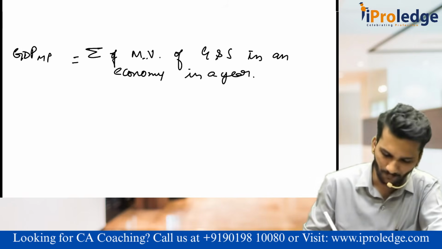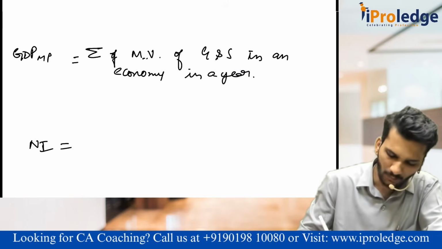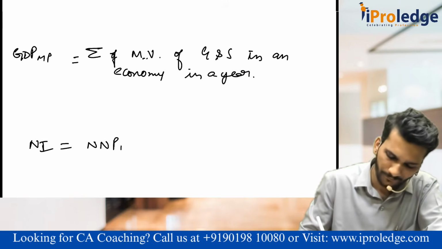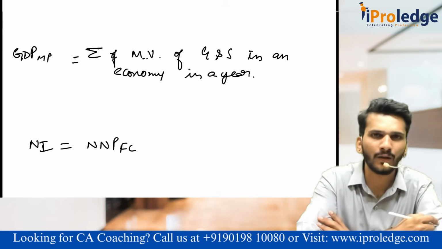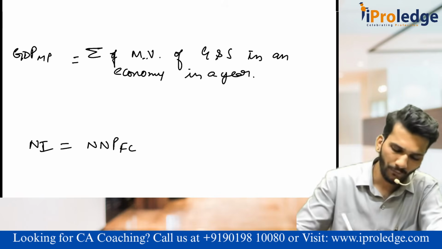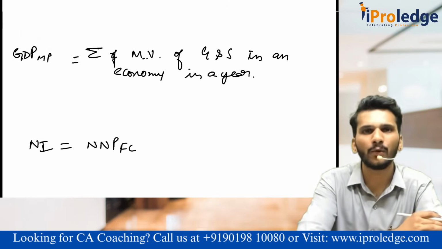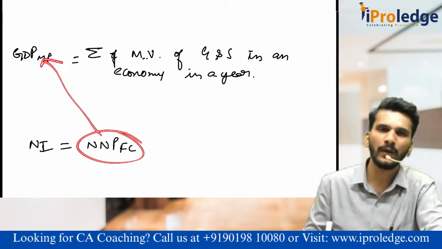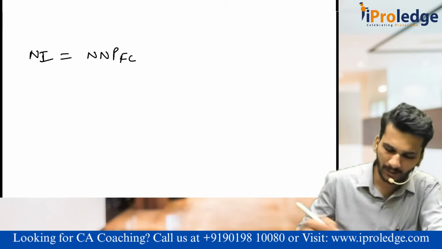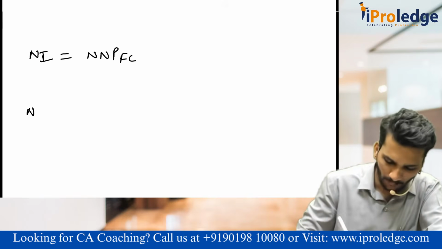Sir, what is national income? As we know, national income is also called NNP at FC, net national product at factor cost. Yes, sir, we already know. When you find out GDP at MP, can you find out NNP at FC using GDP at MP? Yes, you have to use that plus minus approach. I'll give just one example.